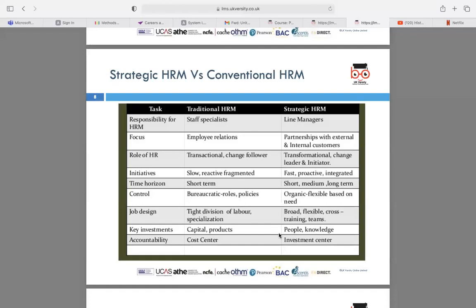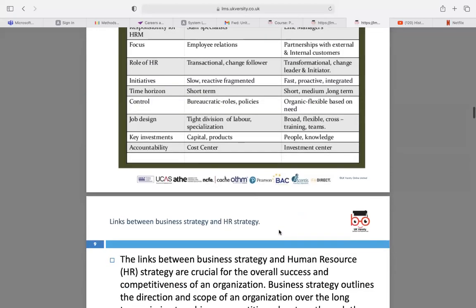And then accountability has also shifted. It was first the cost center, but now it's also the investors that can be held accountable as well, because even they are in charge of eventually the strategic decisions that the organization comes up with.